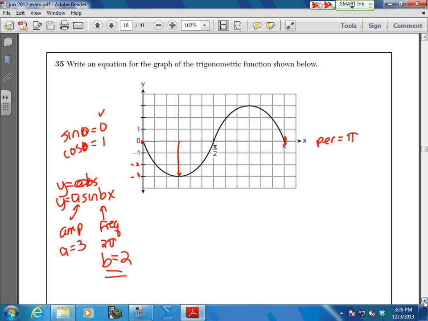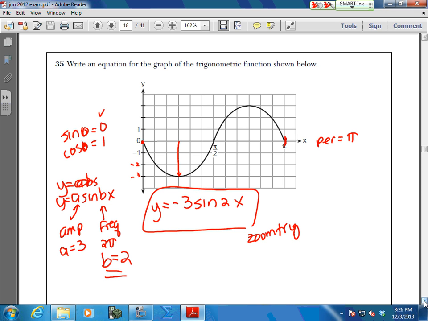Now, the reason it goes down first is a reflection. That gives you the negative. So -3 sine 2x. There's your equation. To check it, put this in your calculator, do a zoom trig, and remember, in your calculator, it's going to go to 2 pi. You're actually going to see 2 of these curves, unless you change your window to 180. You'll see 2 of those curves.